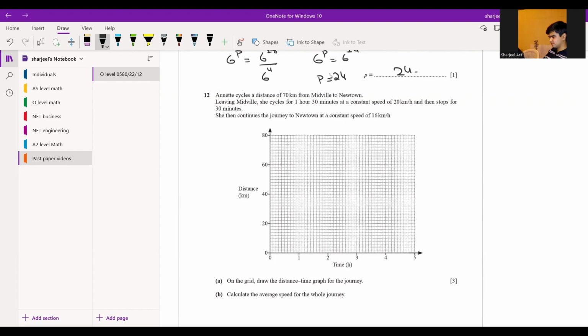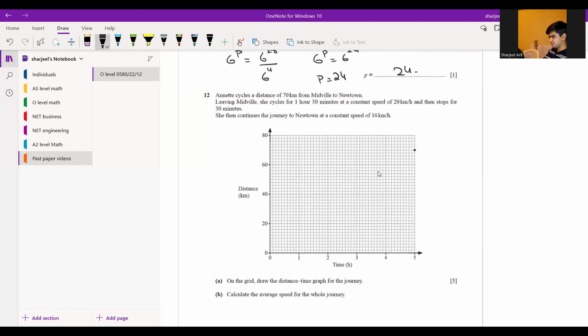So the total distance between the two cities is 70 kilometers. 70 kilometers will be around, we have to count the boxes. There are 1, 2, 3, 4, 5, 6, 7, 8, 9, 10 boxes between 60 and 80. So we will place a point after 5 boxes. This will be our finishing point.